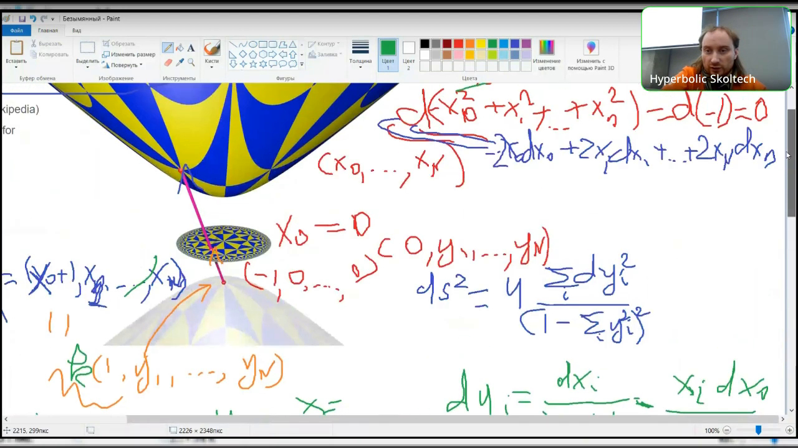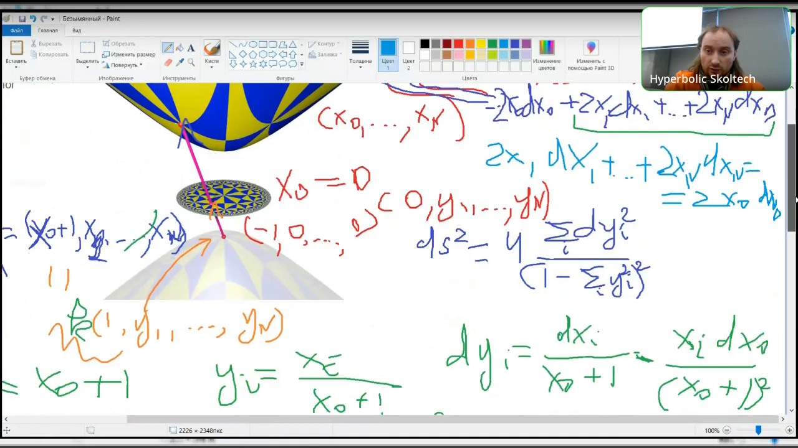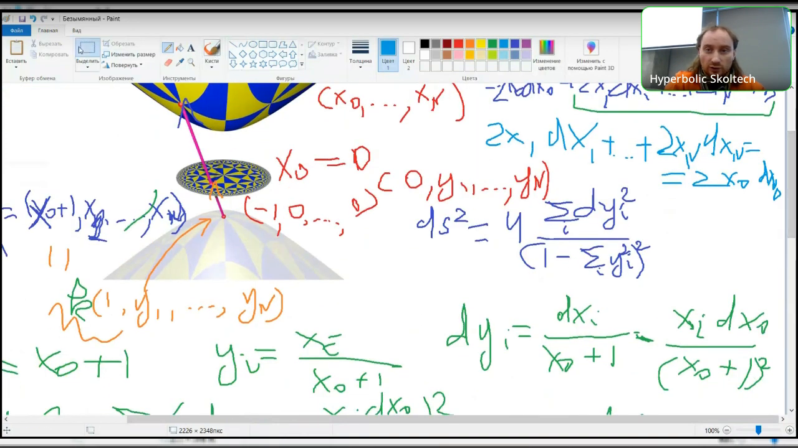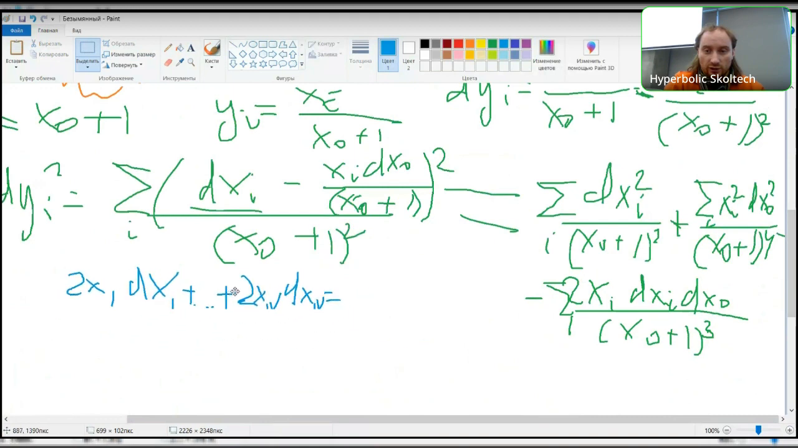And actually, we already had an equation that 2x1 dx1 plus etc. plus 2xn dxn equals 2x0 dx0. And this is what we actually see, like here.